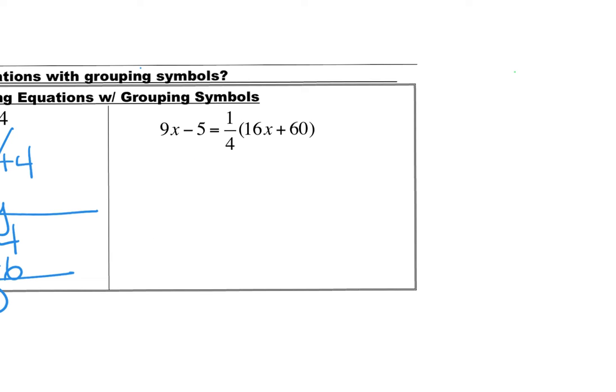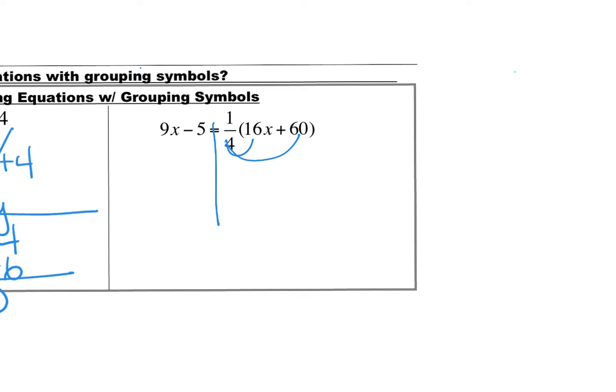All right, so let's take a look at the next example. We have 9x minus 5 is equal to 1/4 times 16x plus 60. Again, we need to start over here where we have to simplify before we can do anything else. So I'm going to take 1/4 of 16 now. If you're struggling with those fractions, just turn it into a decimal.